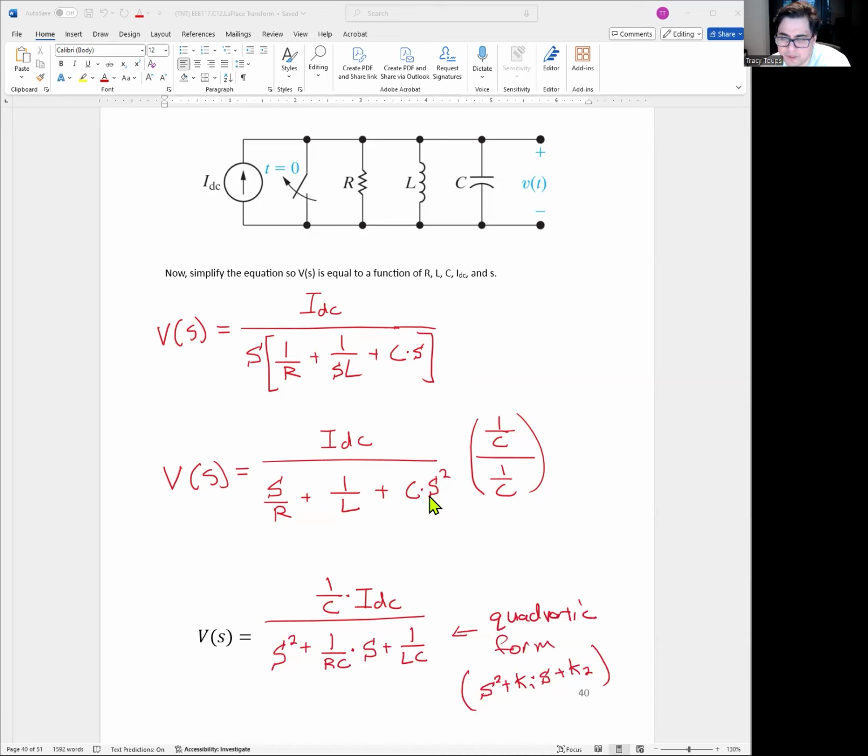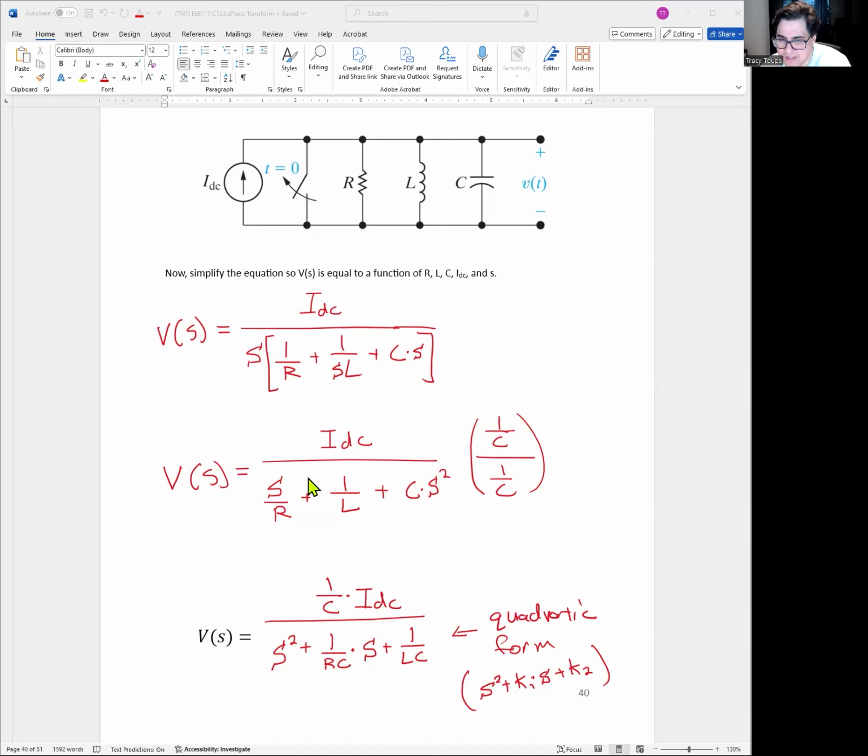Now remember, we typically want to get this in quadratic form where s squared is by itself alone. So we can divide by 1 over C on both the top and the bottom to cancel out the C right here. On the top, I_DC divided by C, so we have 1 over C times I_DC. Then we go through each term. The C times s squared, times 1 over C, the two C's cancel, so we have s squared right here.